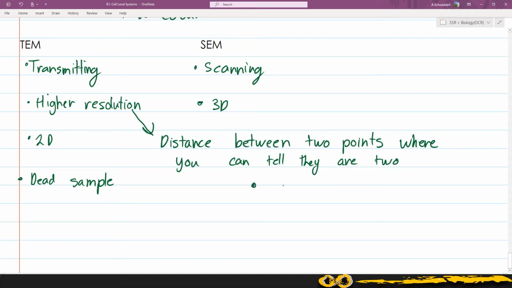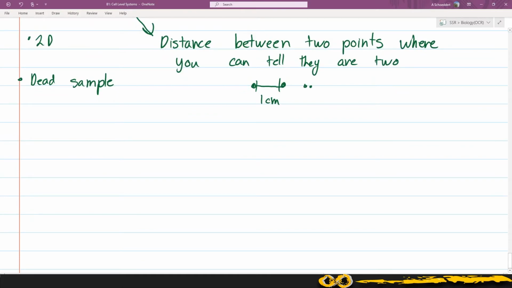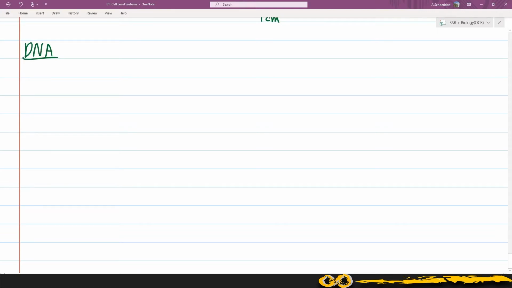If we have 2 points and we separate them, say, by about 1 centimeter, and if that was the smallest distance between those 2 points where you could still tell that they were in fact 2 separate points, then that would be a resolution of 1 centimeter. In the electron microscopes, we're able to get a very, very high resolution down into the micrometer range and even further than that, depending on the power of the microscope. And so we could see structures, for example DNA, and start to understand how it actually works within the cell.